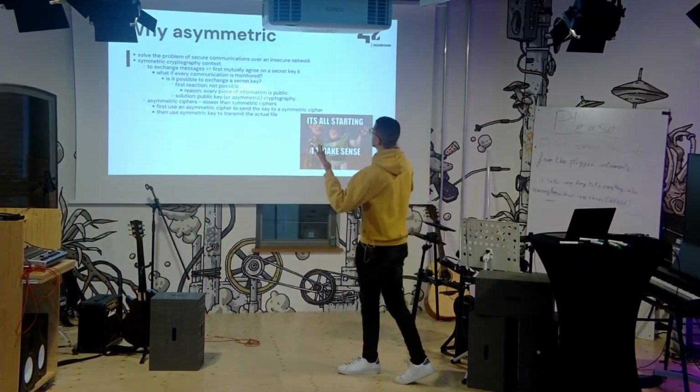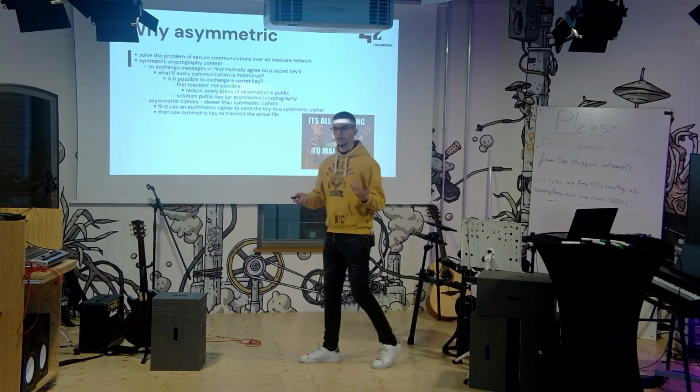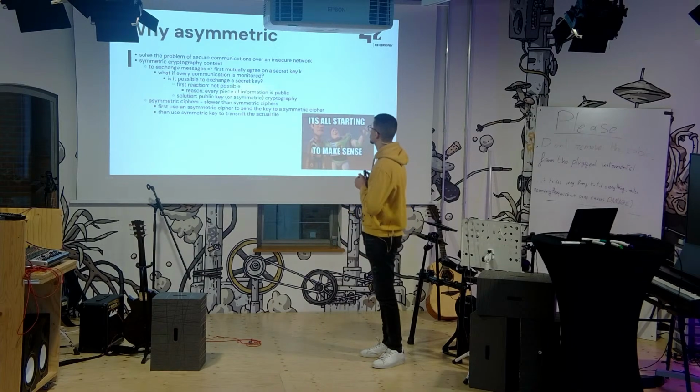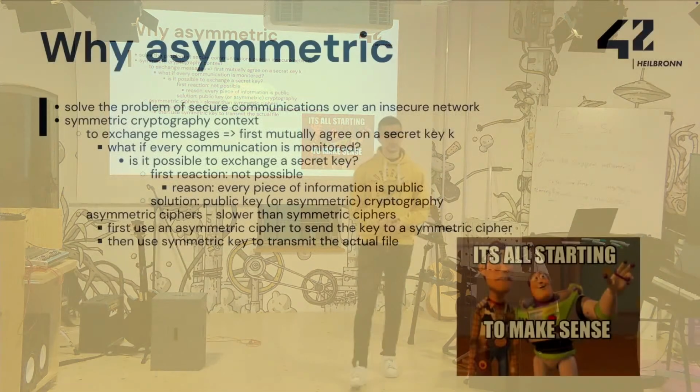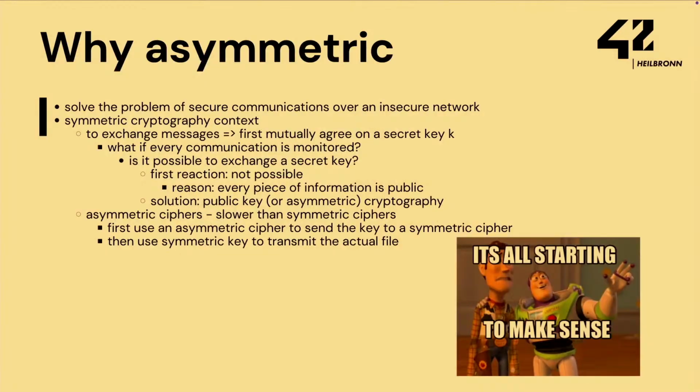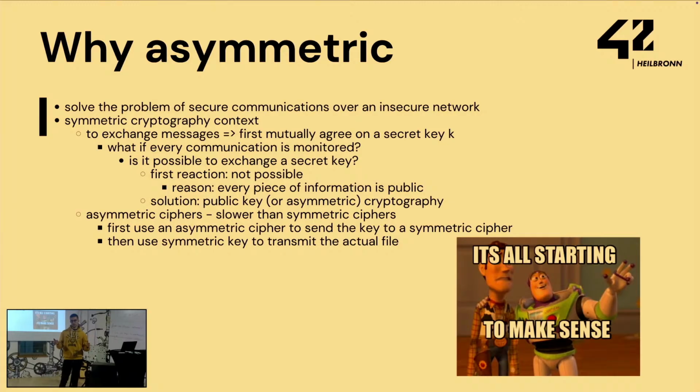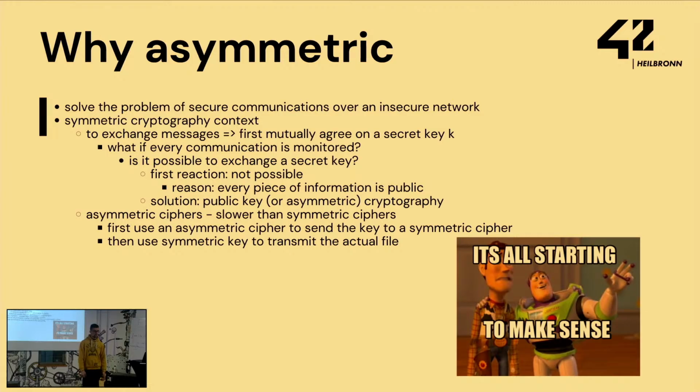Asymmetric was born to solve the problem of secure communications over an insecure network. We always assume that there is some sort of hacker in between me and the other party. In cryptography we always use Bob and Alice. So we always assume that between Bob and Alice there is some sort of hacker, and we want to make our system secure in a way that both can communicate, no matter who is in between. This was the main idea why it was born.